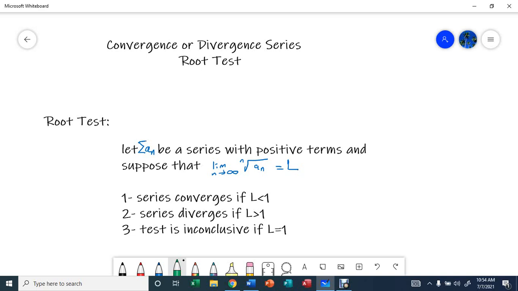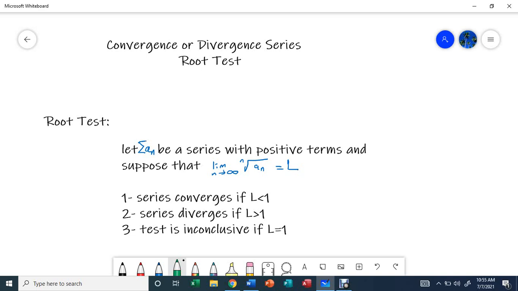So the root test: let the sum of a_n be a series with positive terms, and suppose that the limit of the nth root of a_n equals L as n goes to infinity. If L is less than 1, the series converges, and if L is greater than 1, the series diverges. However, if L equals 1, the test is inconclusive.